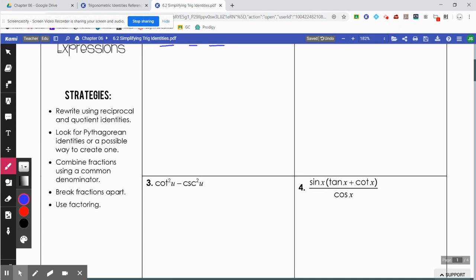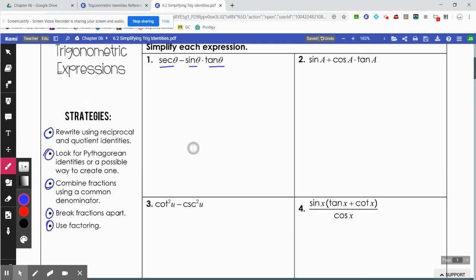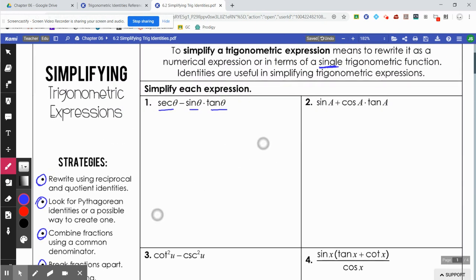Rewrite using reciprocal and quotient identities. What I like to do is actually try to write everything in terms of sines and cosines. Just makes it a little easier. Look for Pythagorean identities or a possible way to create one. So look for some sine squareds or cosine squareds. Anytime you have those squareds, you probably are going to be using Pythagorean identities. You can combine fractions using common denominators. You can break apart fractions possibly, and sometimes you might have to factor. So that's all strategies that we're going to use to simplify these expressions.